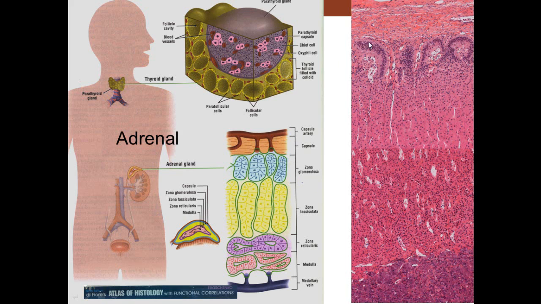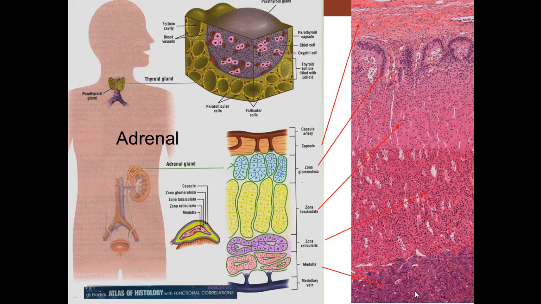Of course, you got arteries in the capsule. So here's the capsule, dense irregular connective tissue like all capsules. And then you have zona glomerulosa. It looks a little bit like a glomerulus, and that's its name. Zona fasciculata. You have these different areas. Sometimes it's lighter staining. And then the zona reticularis, which is right next to the medulla.